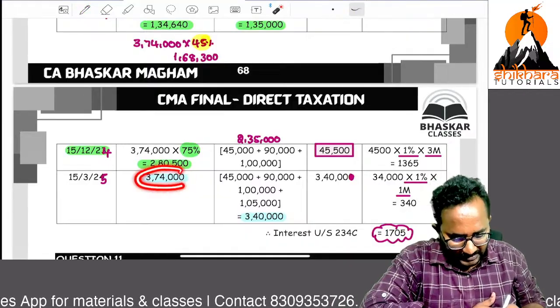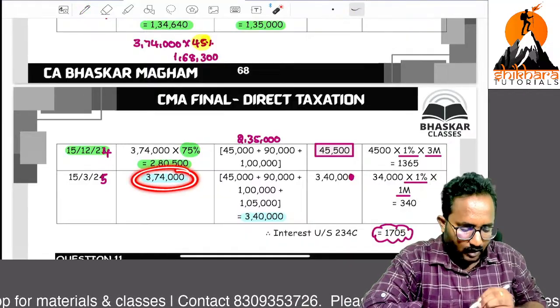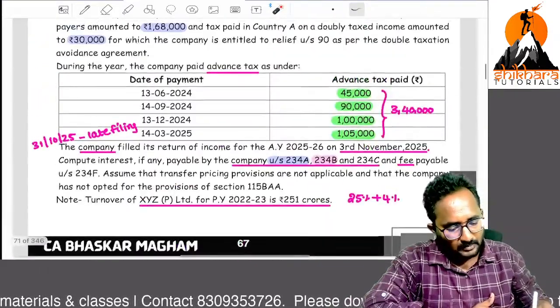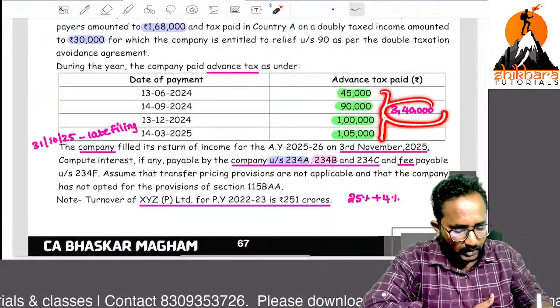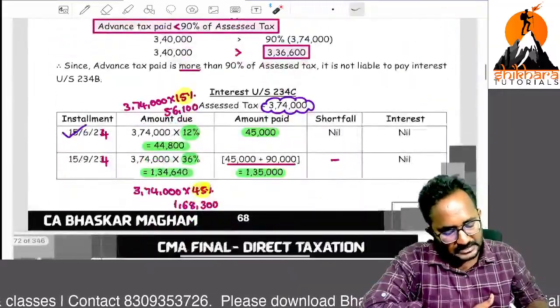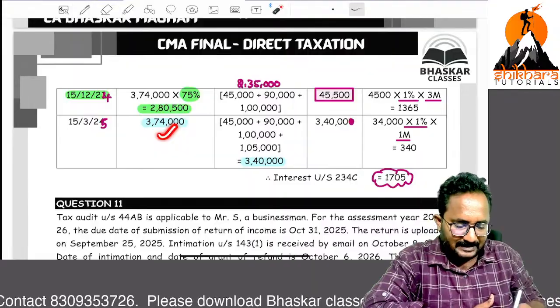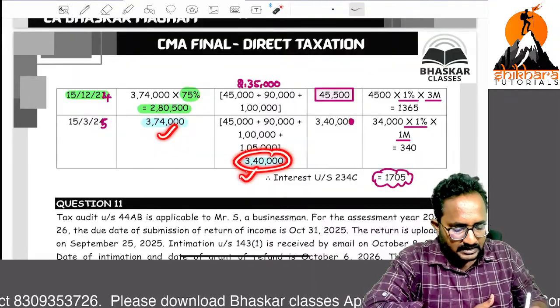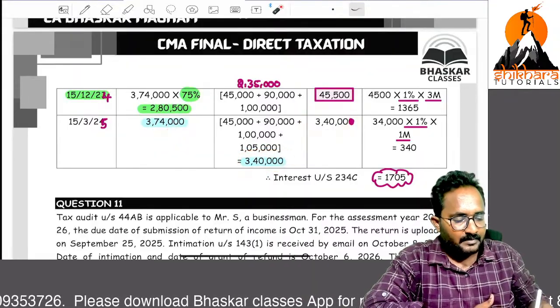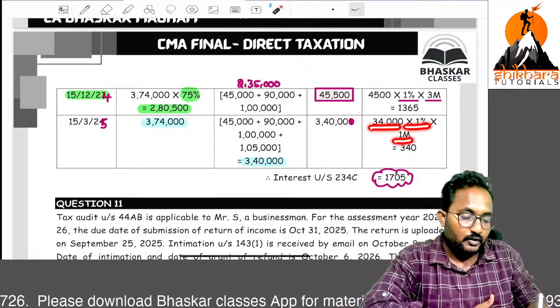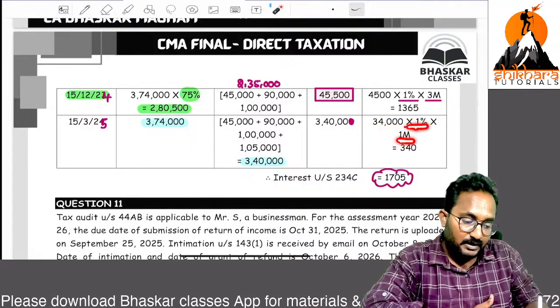So 3,74,000 totally you have to pay. But up to that, how much amount did you pay? 3,40,000 only. So what is the short payment? Their expectation is 3,74,000, but you paid 3,40,000. 34,000 shortfall is there. On 34,000 you are required to pay 1% per month only.